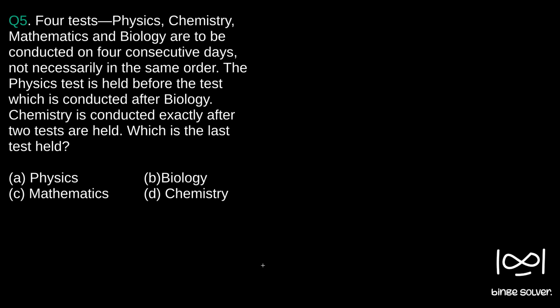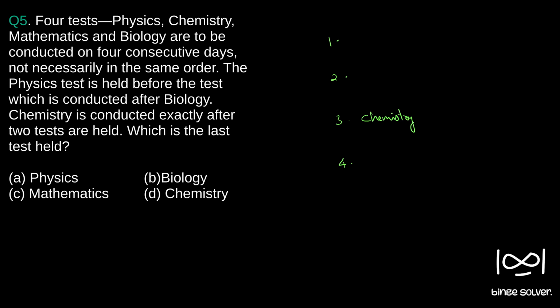So we have 4 tests now. We'll just name it 1, 2, 3, 4, and our information starts from here. If you see, chemistry is conducted exactly after 2 tests are held. So that means chemistry comes as the third test. That is a solid piece of information that we have.